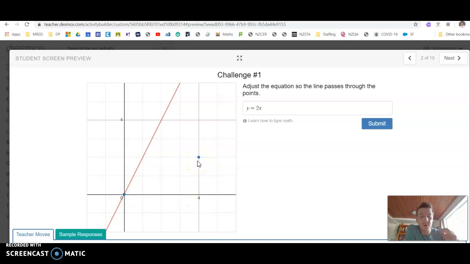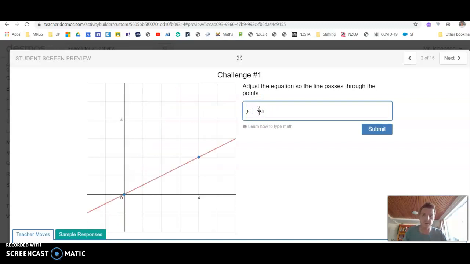So my gradient is going to be my rise over my run. So my gradient will be 2 over 4. So I put 2 over 4 in this box here, and that's going to make sure that line goes through those 2 points. I don't have to add anything at the end because it's actually starting at 0. So my equation looks like this. But instead of 2 over 4, I may simplify that to 1 over 2. So my equation is y is equal to half x.